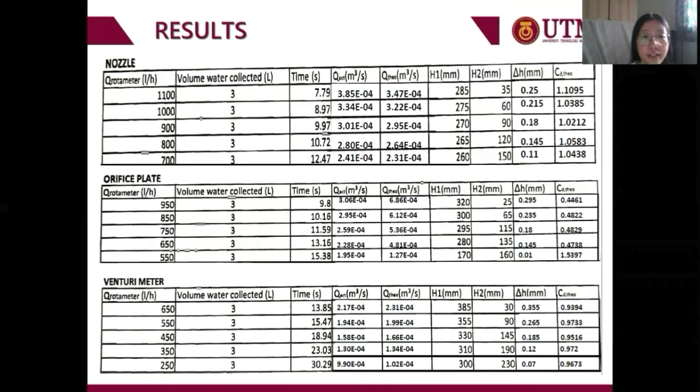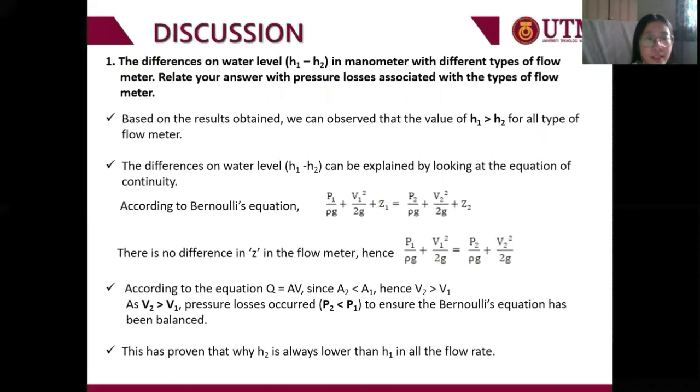These are the results for the experiments. The actual flow rate for each type of flow meter is calculated by using the volume of water collected divided by the time, and converting the units into meter cube per second. The theoretical flow rate is also calculated by using the Bernoulli equation. And next, in order to get the discharge coefficient for each type of flow meter, the actual flow rate is divided by the theoretical flow rate.